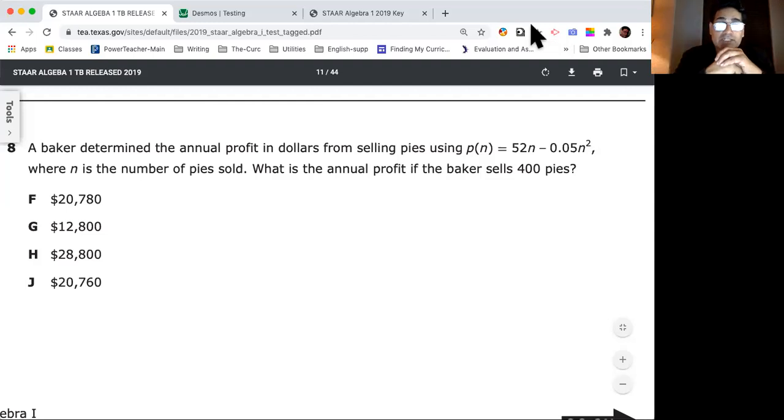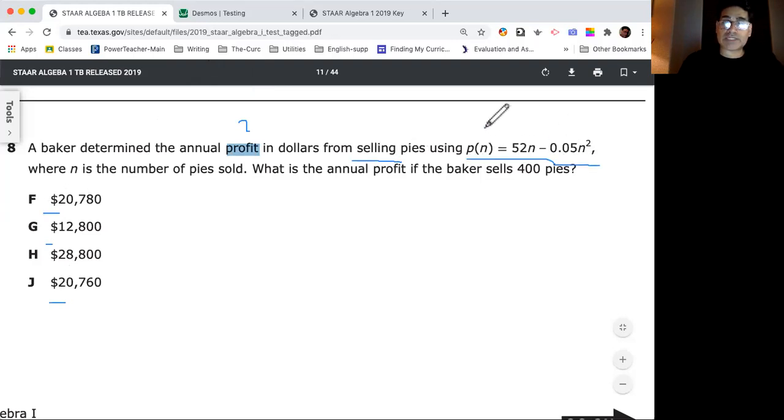So you're given a lot of information. So the annual profit, many of you will have a dictionary the day of the exam. If you have a dictionary and you forget something like the word profit, it will say something like money. You'll say, okay, money, so we're dealing with money, right? We're finding out how much money. So the baker determined the annual profit from selling pies. So he's selling the pies, he's making money using this formula, okay?